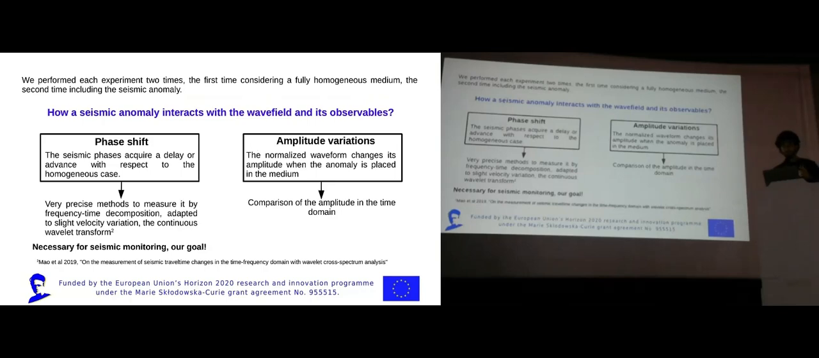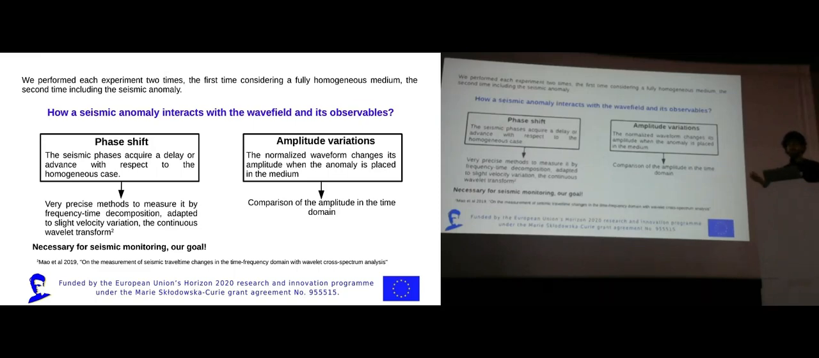So the first question we should answer is how a seismic anomaly interacts with the wavefield and is observable. So what we can study about the interaction with the heterogeneity and the wavefield. We performed each experiment 2 times, one considering a fully homogeneous medium, and then placing the seismic anomaly inside the medium. And what we can study are 2 things. The phase shift, that means that the seismic phases can acquire a delay or an advance with respect to the homogeneous case, and or the amplitude variation. That means that the normalized waveform can change its amplitude when the anomaly is placed in the medium.